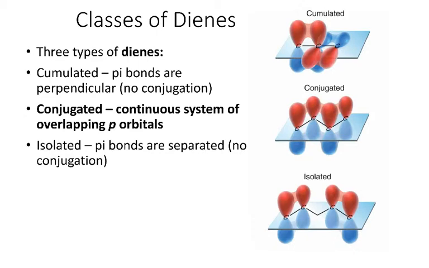In cumulated dienes, there is no conjugation because the pi bonds are perpendicular to one another, so we don't have this conjugated system. And when we have at least two single bonds separating the pi bonds, they're too far away, right? There's a gap, and so they don't form this delocalized system. And these conjugated systems, these delocalized systems, have some special properties, and that's why we have a chapter devoted to those.